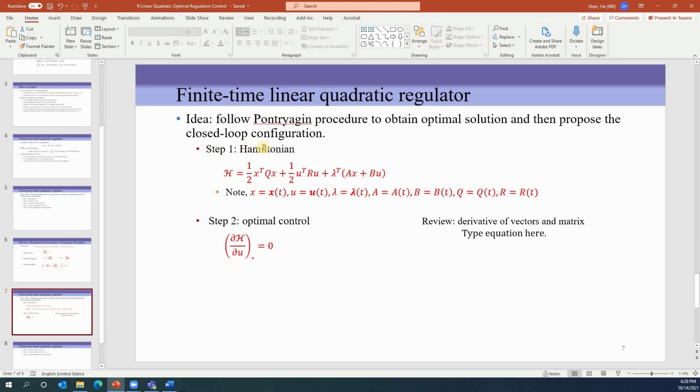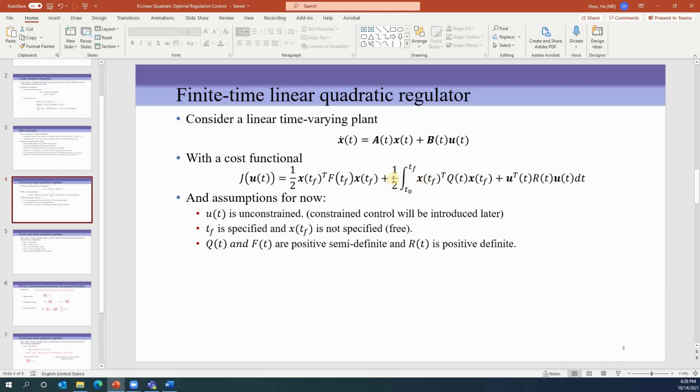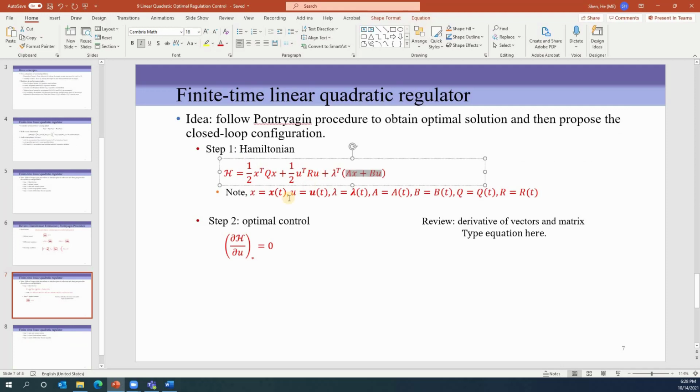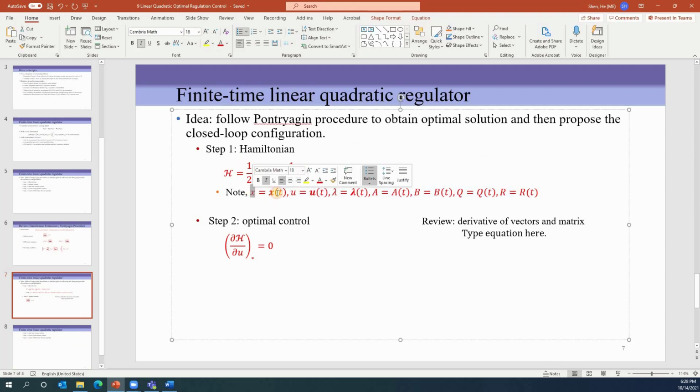So the first step, we're going to define a Hamiltonian, which will be half of this plus lambda transpose times f. Here, to simplify the writing, x means the vector x, and it's a function of time t. And u is the same, a vector u as a function of t. B is a matrix B, and Q is a matrix Q as a function of time t. R is a matrix function of time t as well.